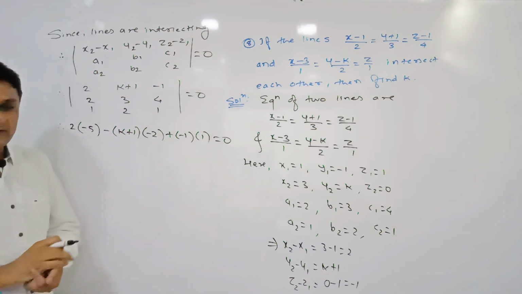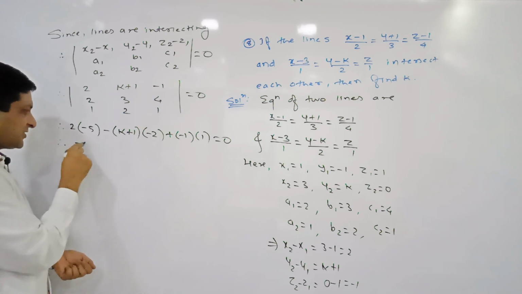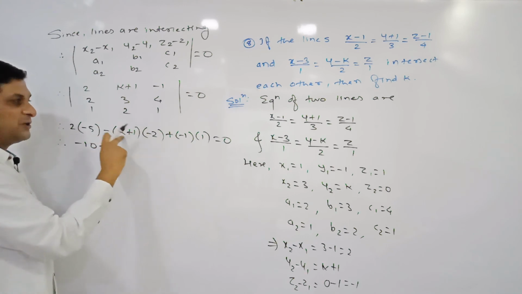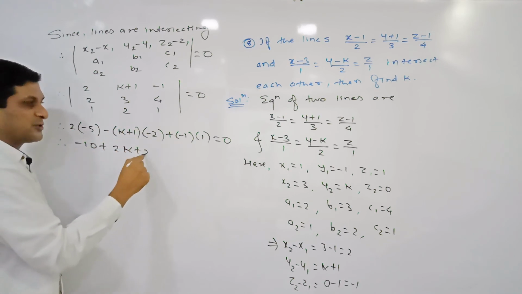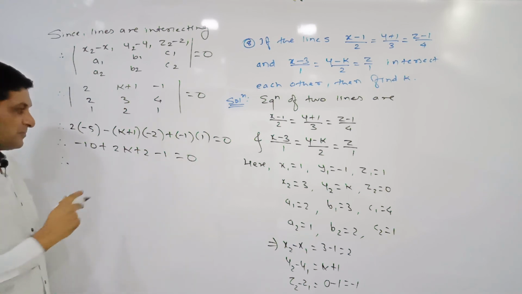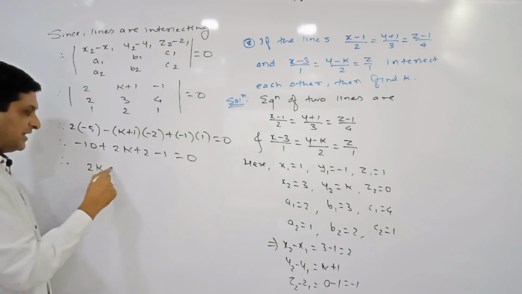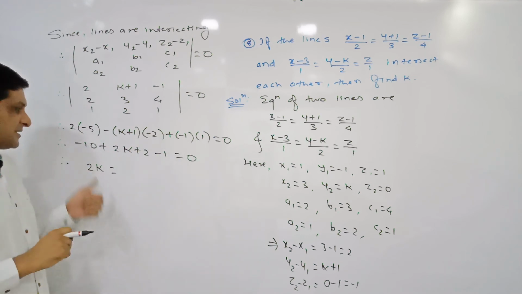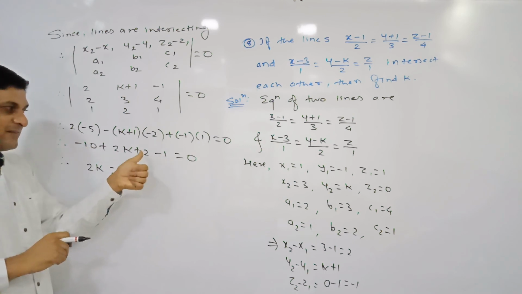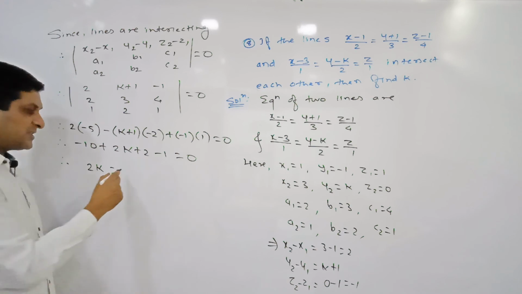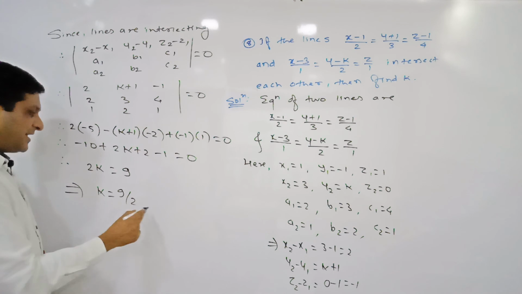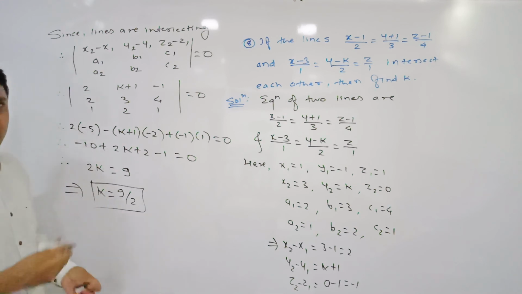So we are just simplifying this determinant. Here we will get minus 10, as 2 into minus 5 is minus 10. Minus into minus will become plus, and 2 into k plus 1 will be 2k plus 2, and lastly we get minus 1 is equal to 0. On one side collect the terms of k, only one term 2k, and collect all the remaining terms on the other side. Minus 10 minus 1 is minus 11, minus 11 plus 2 is minus 9, and minus 9 on this side becomes plus 9. So k is equal to 9 by 2. In this way we have got our required value of k.